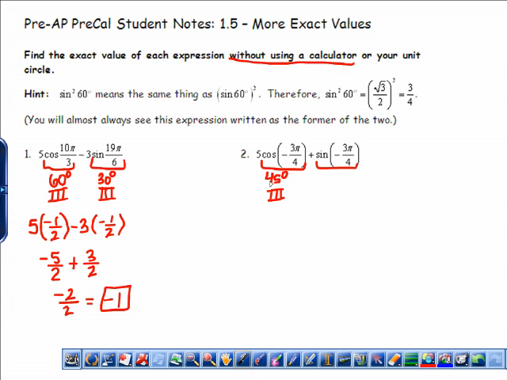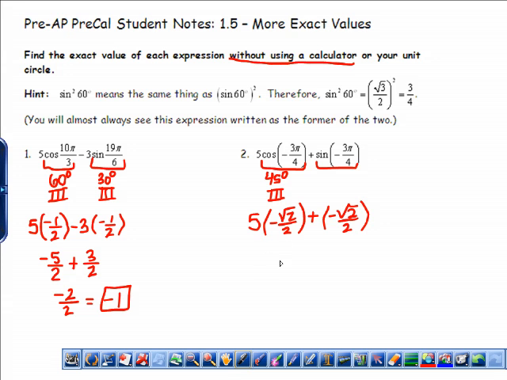Cosine of 45, if you remember from last lesson, is 1 over root 2, or simplified, root 2 over 2. In the third quadrant, cosine is negative, so we have 5 times negative root 2 over 2. And then our sine is the same thing; a 45-degree cosine and sine are the same. Also in the third quadrant, sine is negative, so we have negative root 2 over 2.